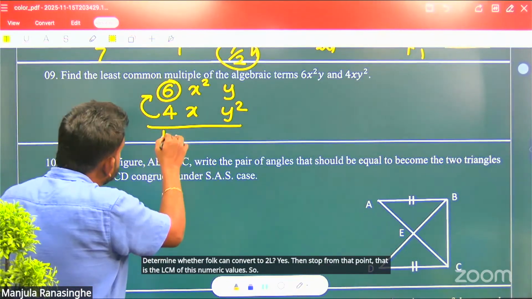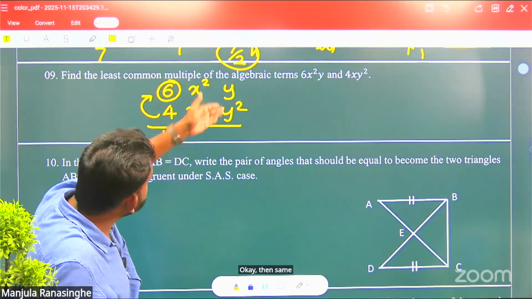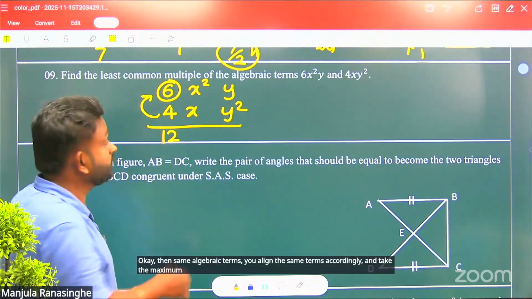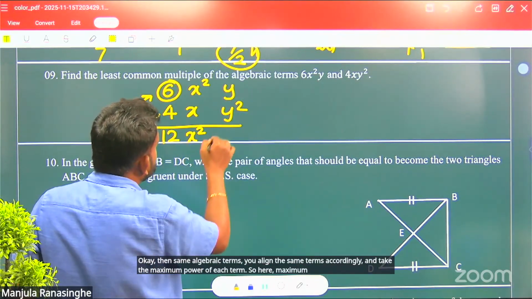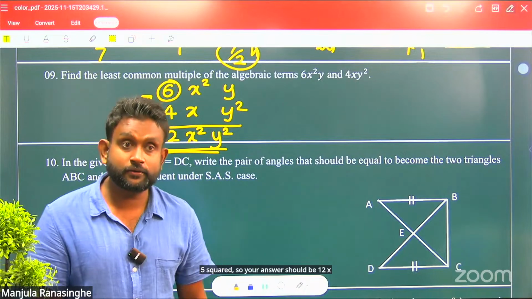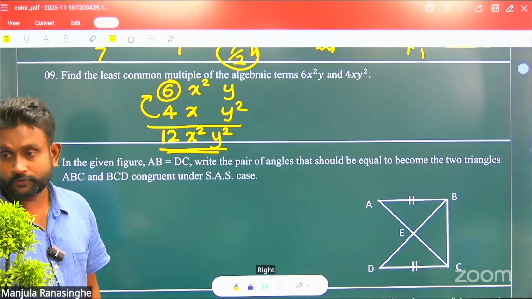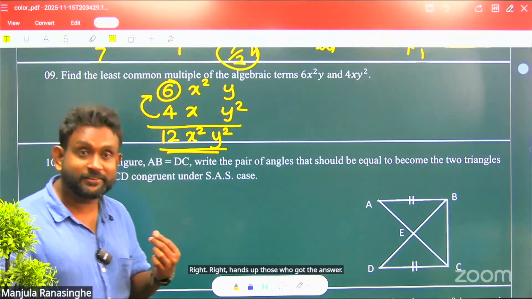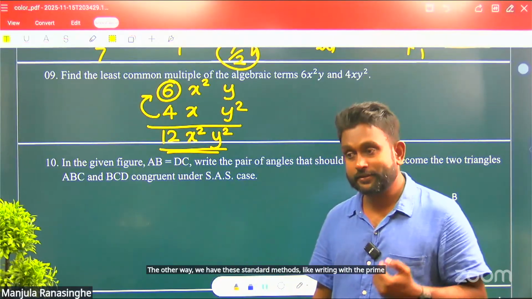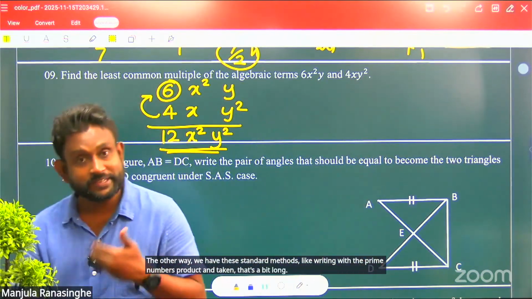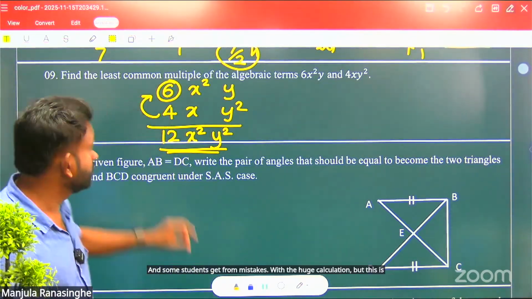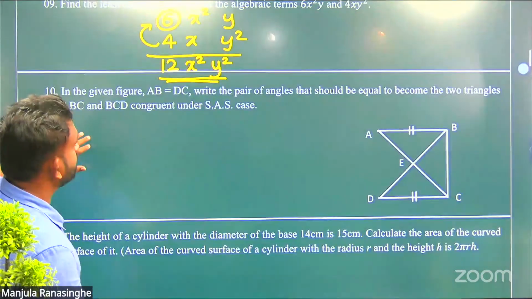So that is 12. Then for the algebraic terms, you align the same terms and take the maximum power of each term. Here the maximum power is x squared, and here the maximum power is y squared. So your answer should be 12x squared y squared. Right, hands up those who got the answer. The other way is the standard method of writing prime number products and taking those, but that's a bit long, and some students make mistakes with the huge calculation. This is very simple. Okay, right. Next one.